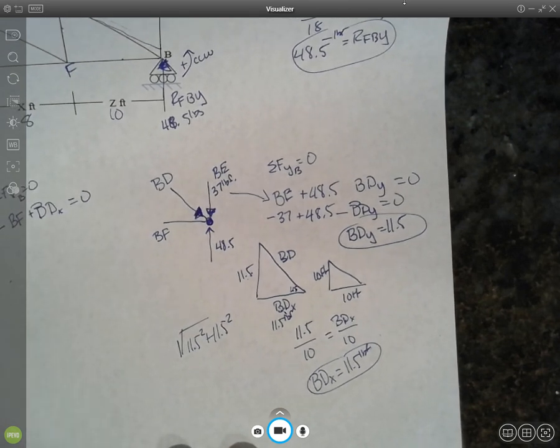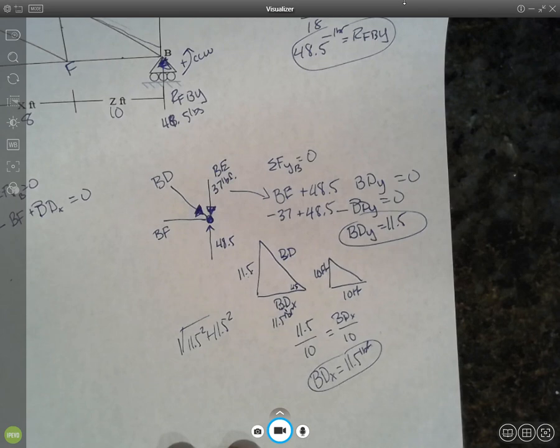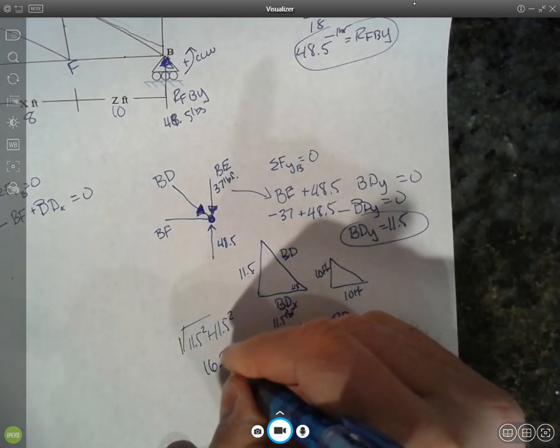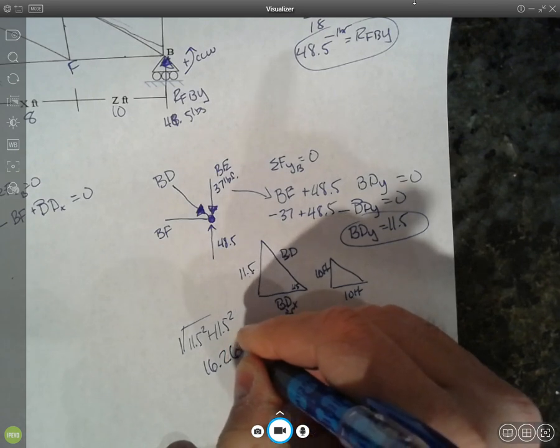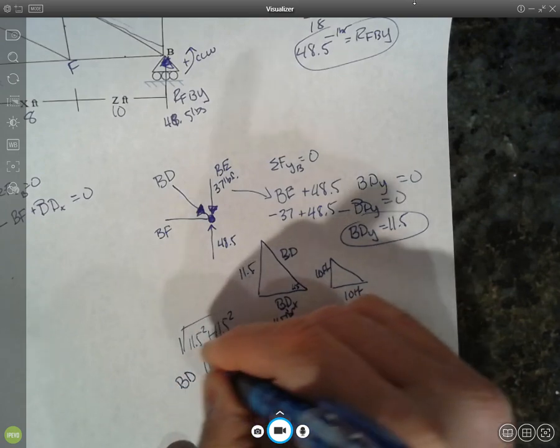Square root of 11.5 squared plus 11.5 squared. And that gives me 16.263 pounds of force for BD.